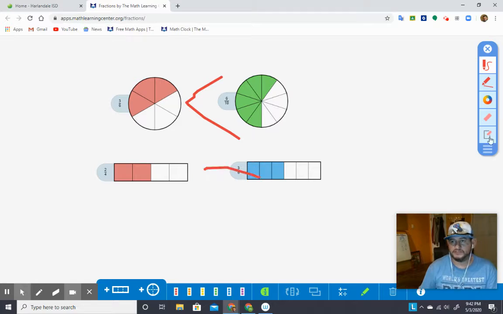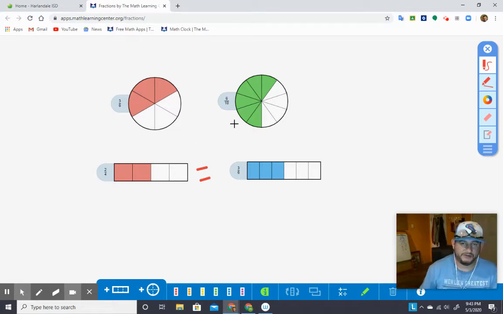Oh, I made that one way too big. Let me erase that. They're the same. They're equal to each other. 2 is half of 4, 3 is half of 6. So what kind of fraction is this? It's an equivalent fraction. That's right. Okay. So this is exactly how we compare fractions.